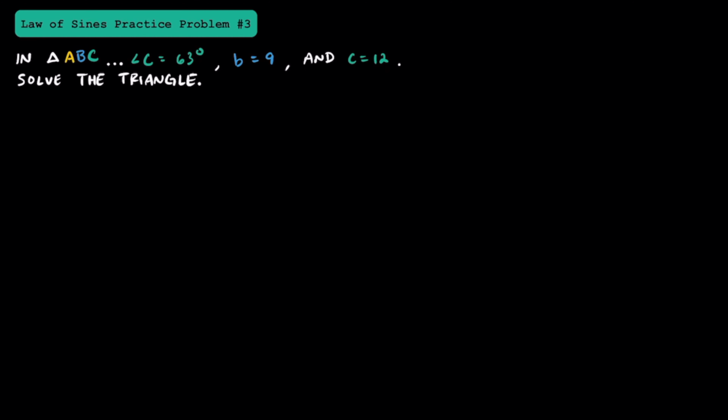Let's try another law of sines practice problem. In triangle ABC, angle C is 63 degrees, side B is 9, and side C is equal to 12. Solve the triangle. Once again, let's start by drawing a triangle so we see what we're working with. Here's a sketch of a triangle with the given information labeled.